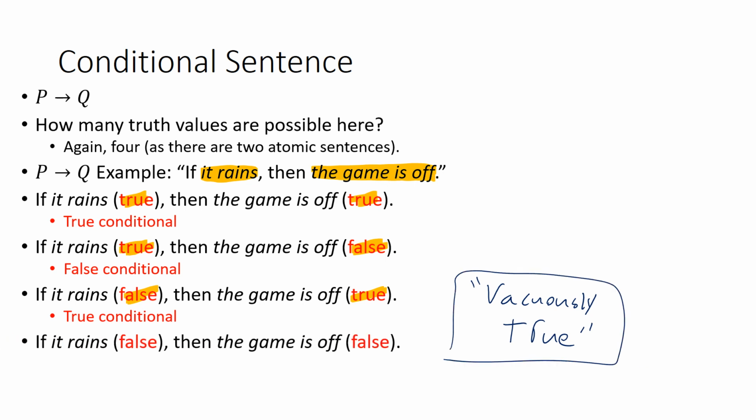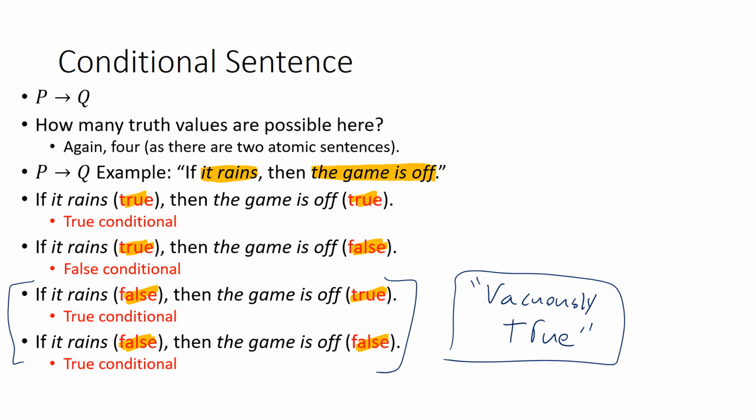Likewise, it rains, false, the game is off, false. We will call that vacuously true. So let's say it's not raining, and the game is on. So we haven't falsified that conditional, we'll treat it as vacuously true. So these 2 are vacuously true.